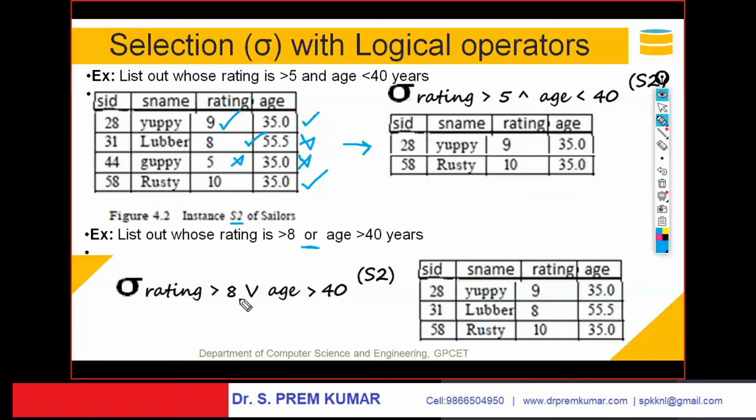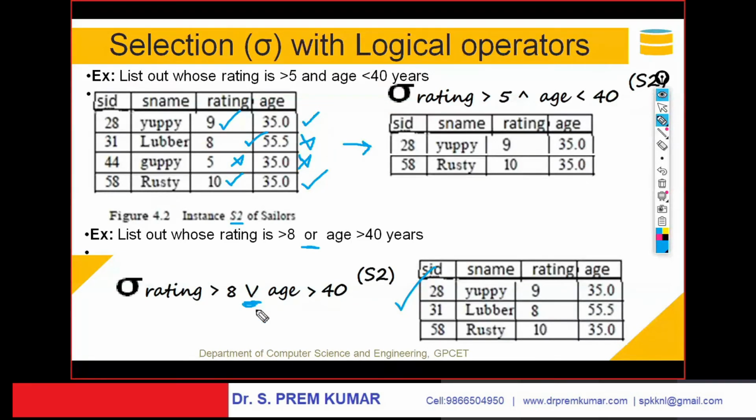Coming to this one, rating is greater than 8, yes, and age greater than 40 is wrong. When you use the OR operator, if one condition is true, the result is true. Hence you will get the output UP, Lubber and Rusty.